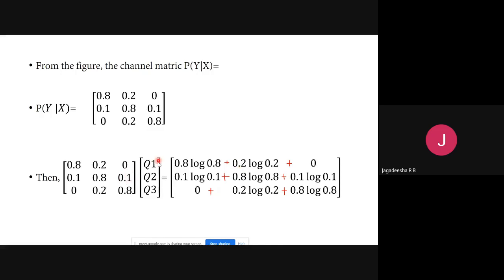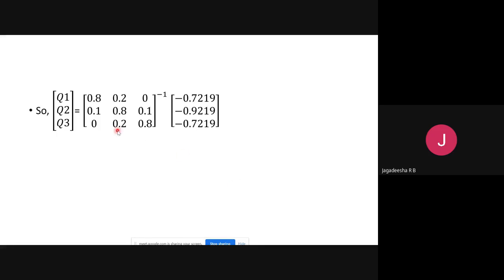And then we need to find out Q1, Q2, Q3. That is nothing but the inverse of this matrix multiplied by the resultant matrix here. So as mentioned, Q1, Q2, Q3 is nothing but the inverse of the matrix that was on the left-hand side multiplied by the resultant matrix from the addition of these different terms. Now we need to find out the inverse of this matrix. It may take some time for you if you are calculating along with me, but you can verify those values later on. I will move on to give those values here.